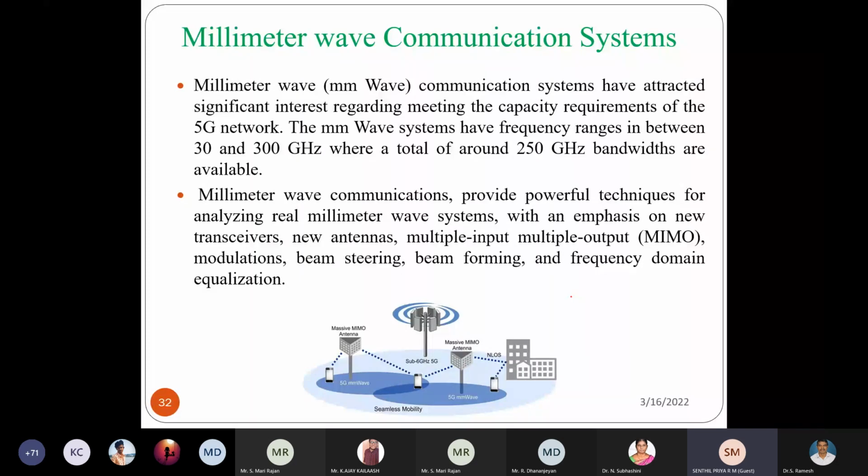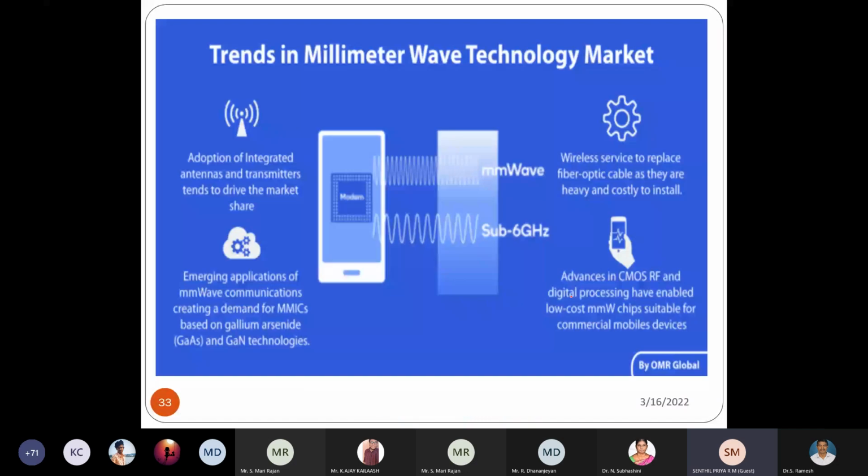And beam forming is where we focus the signal. The signal is narrowed so it can be transmitted in a straight line. That is the main thing of millimeter wave, a very powerful technique in communication, right? So these are the trends in millimeter waves. We can go for integrated antennas, as well as microwave integrated circuits using gallium arsenide materials, then wireless optical fiber cables, and CMOS and RF are also possible using millimeter waves.